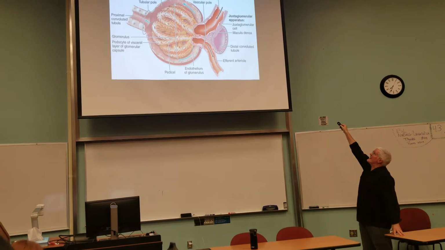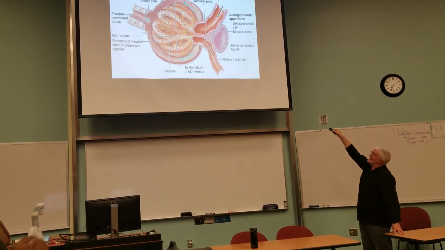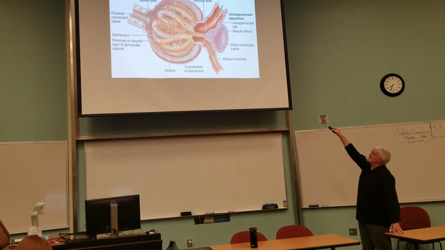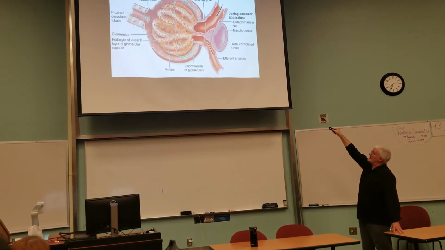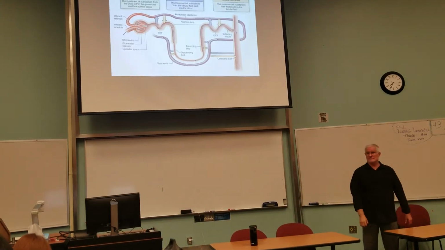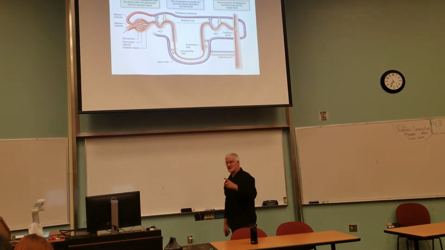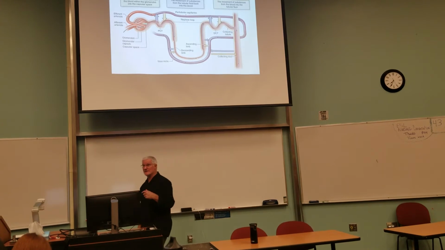All right, so you get 1,000 liters coming in. Of that 1,000, we filter 180 liters out, which means you have roughly 820 liters coming out through the efferent arteriole. And that 1,000 is per day? Per day. That means you're recycling 200 times, probably.